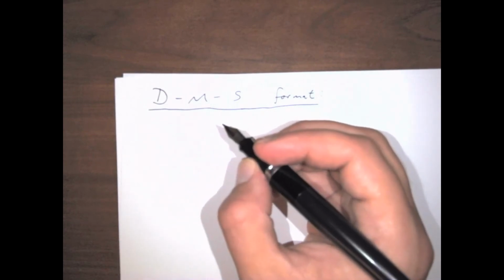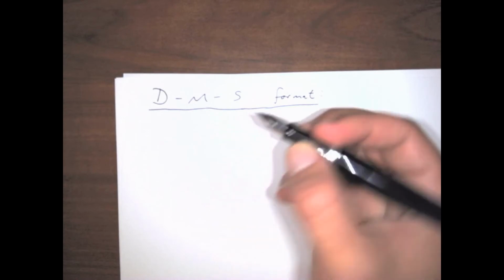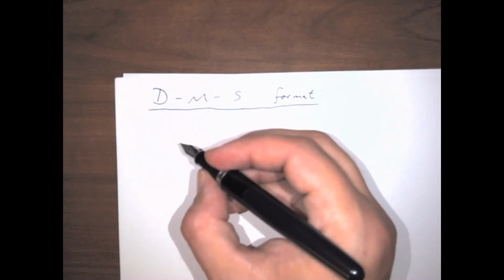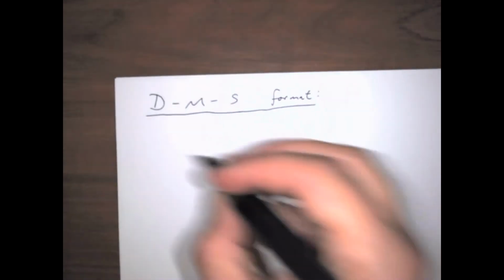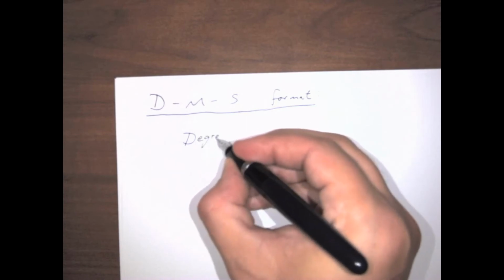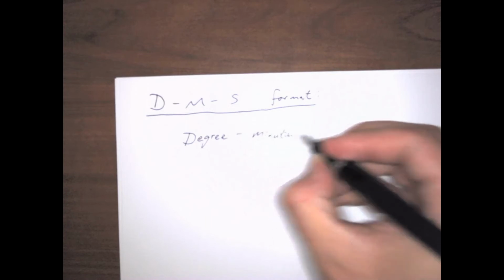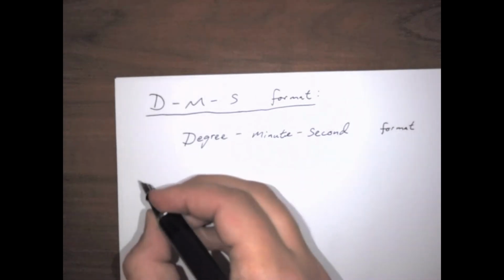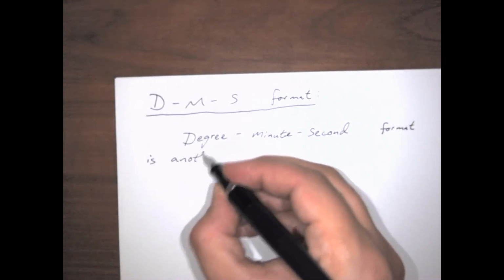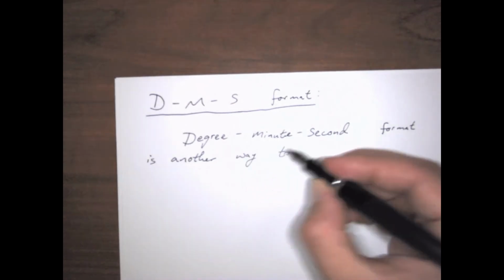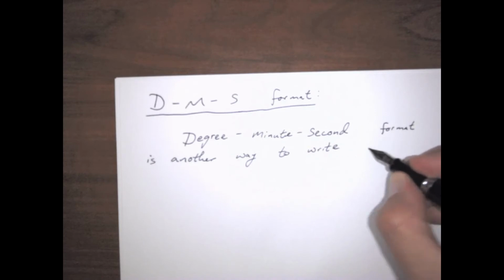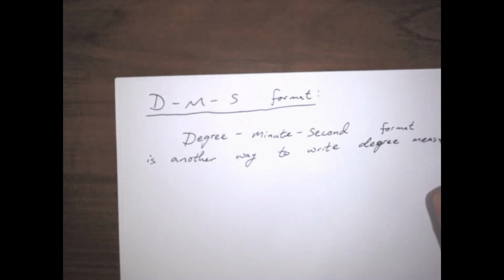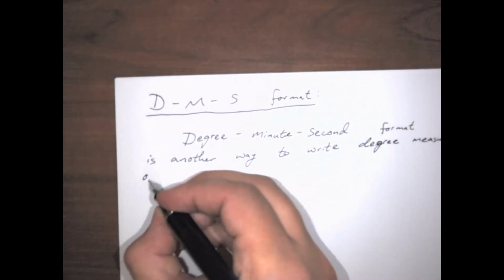This is an alternative way that angles are sometimes mentioned when it's in degrees, and instead of giving it in terms of a decimal, like 31.7 degrees or whatever, it would be representing it in terms of minutes and seconds. So degree, minute, second format is another way to write degree measures of angles.